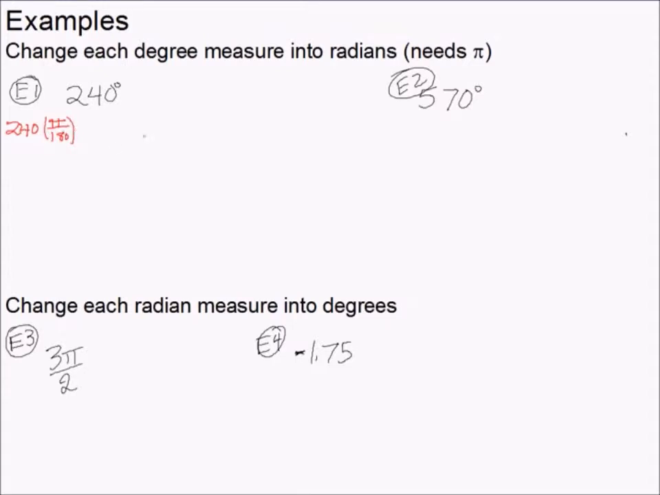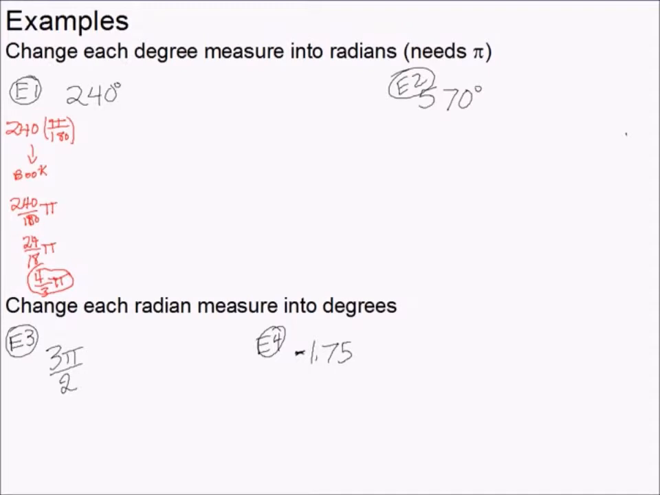Okay? Now I'm going to show you how the book does it, and I'm going to show you how I'm going to do it. So this is book. The book is going to make this into a fraction. So it's going to be 240 over 180 times pi. And then it'll simplify this fraction down. So it'll be 24 over 18 pi. And then 6 goes into 24 4 times, and 6 divides into 18 3 times. So this would be 4 pi over 3. Okay. This would be the book answer.